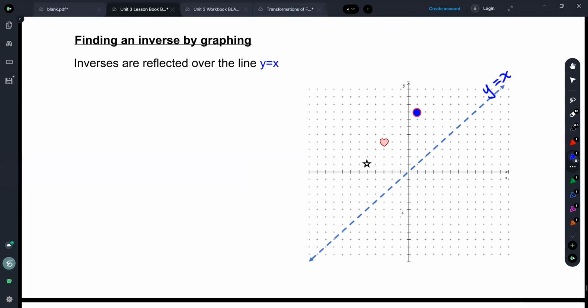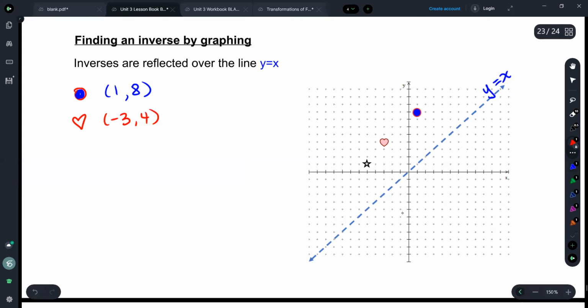Okay, so basically what we have here is we've got a circle at the point. What point is this? 1, 2, 3, 4, 5, 6, 7, 8. So we've got a point at 1, 8. We have a heart at the point -3, 4. And we have a star at the point -5, 1.